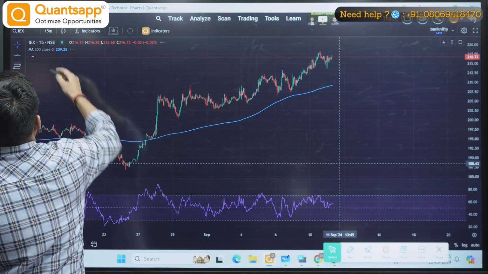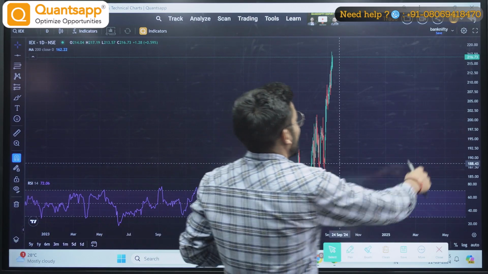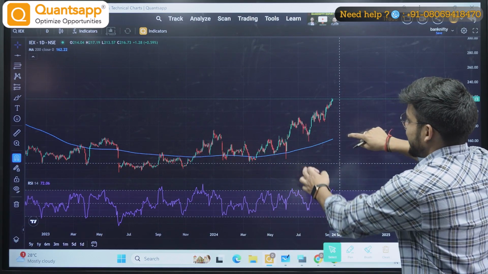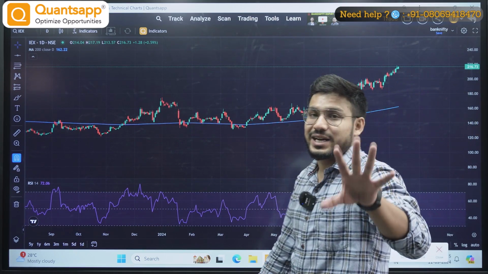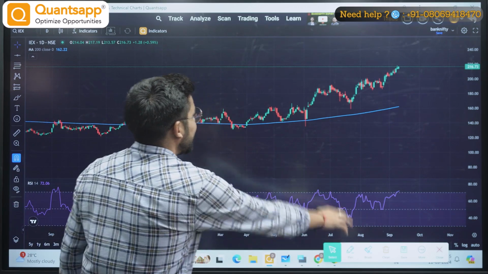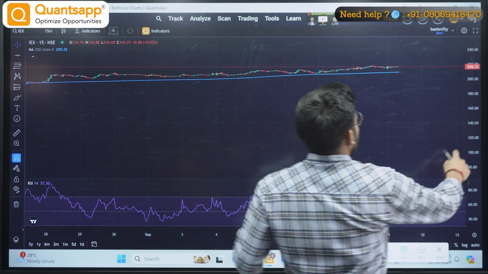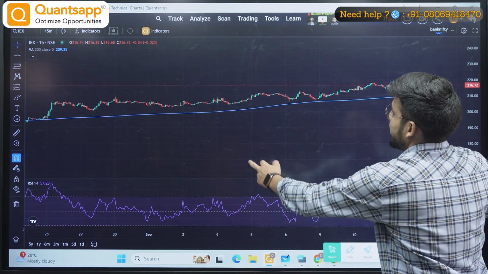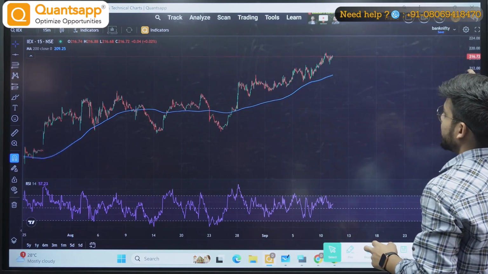Okay, so first of all, let's put the time frame of 1 day to see the overall trend of this particular stock. So I can see it was above 200 SMA, so it means the market is trending, the market is bullish. Okay, so it is showing me a good uptrend, right? Now I'll put the 15-minute time frame. Okay, so this is the 15-minute time frame I have selected here. Got it.